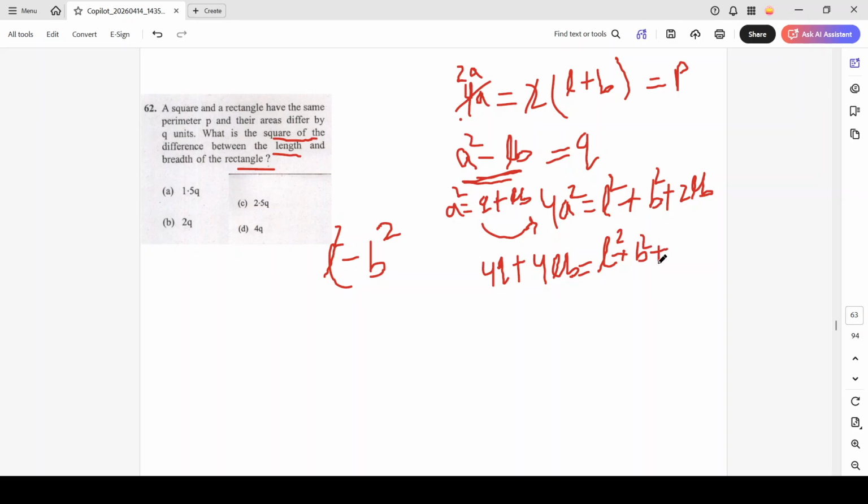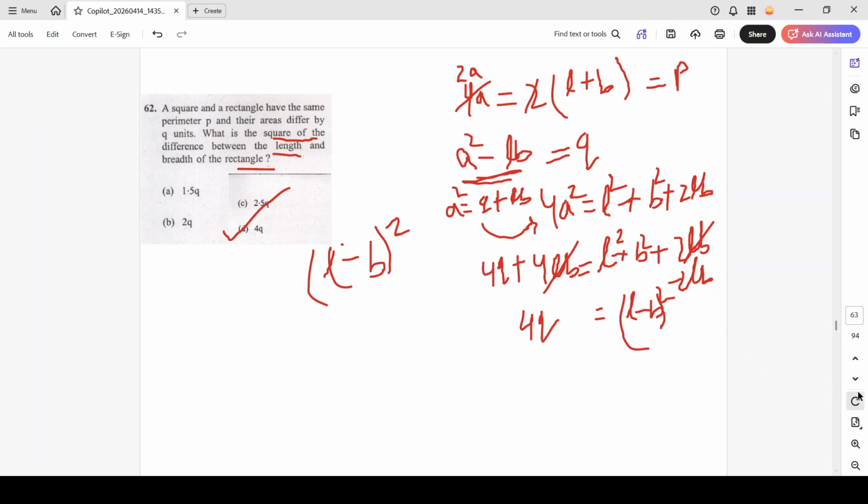Okay, 2LB, sorry. So from here, if we cancel out, the rest is minus 2LB. Okay, and this becomes L minus B to the whole square, which is equal to 4Q. And what have we been asked? We have been asked L minus B to the whole square. Square of difference, that means difference ka square. D will be the answer for this question number 62.